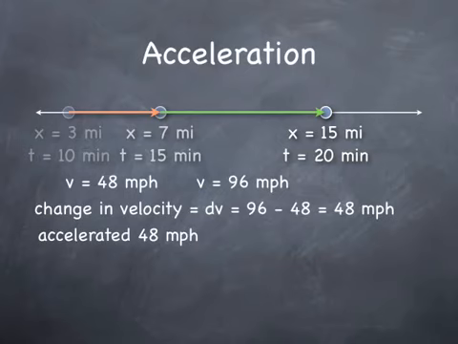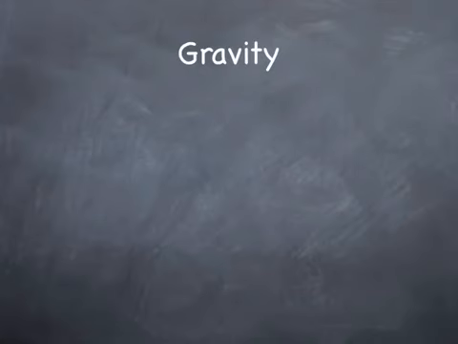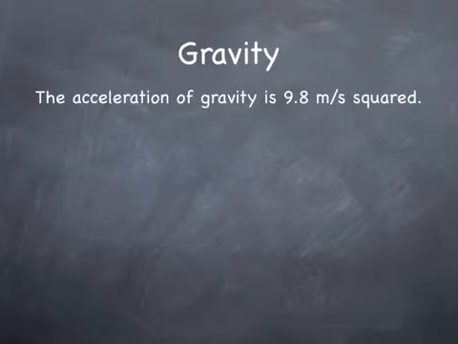This does not mean that our acceleration is 48 miles per hour. You cannot accelerate at 48 miles per hour. You need an extra unit of time. It's very confusing, so I'm going to try to explain it with a more familiar concept. Gravity. The acceleration of gravity is 9.8 meters per second squared.